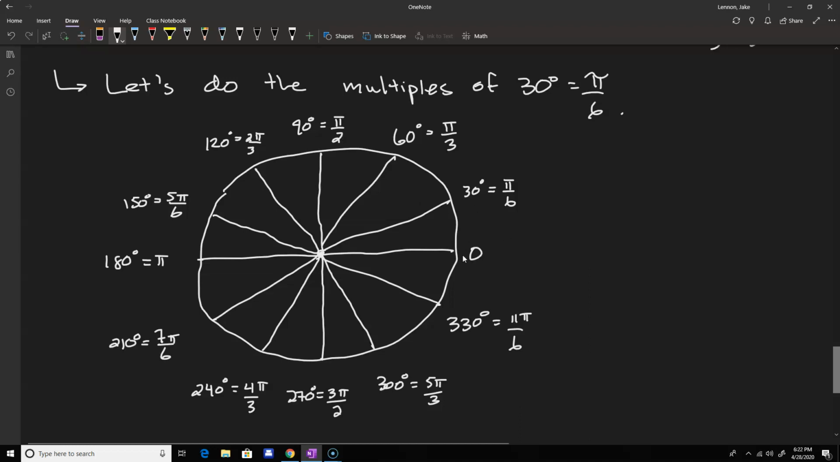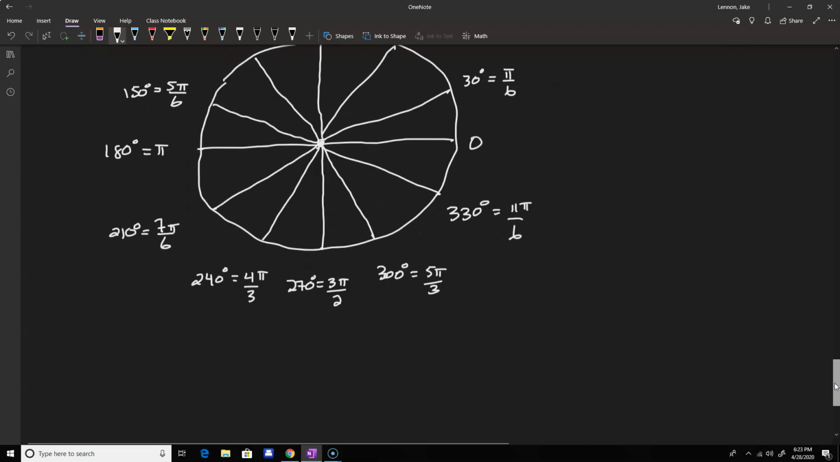So again, if you look at the coordinates of each of these, at 0 degrees, the coordinates of your point intersecting the circle would be 1, 0. At 90 degrees, the coordinates of your point intersecting the circle would be 0, 1. At 180 degrees, it would be -1, 0. And at 270 degrees, it would be 0, -1. So that takes care of those points.